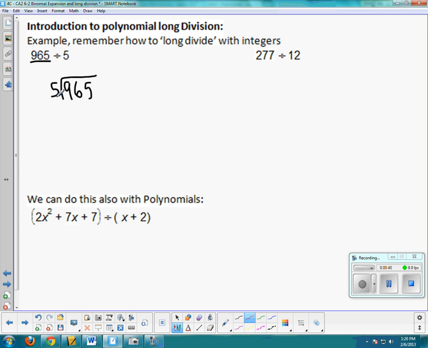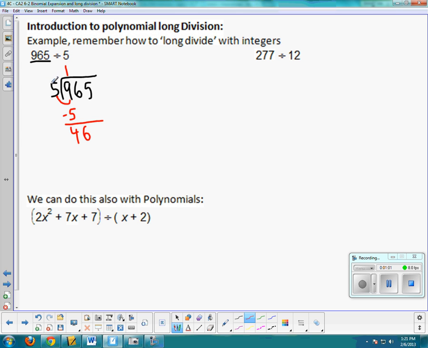So you would say, okay, how many times does 5 go into 9? And 5 goes into 9 one time. So now we take the number on top, 1, and multiply it by 5, and 1 times 5 is 5. Then we subtract, and as a result, we would get 4.